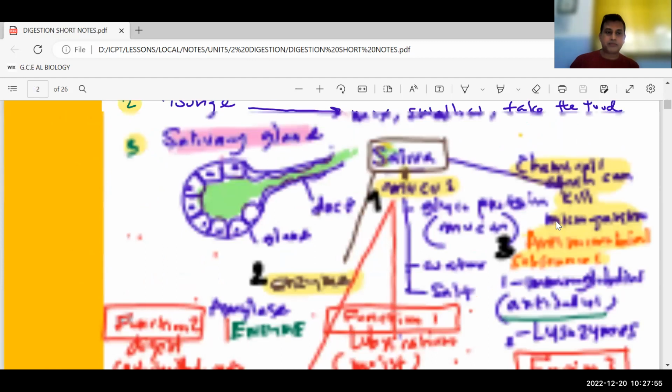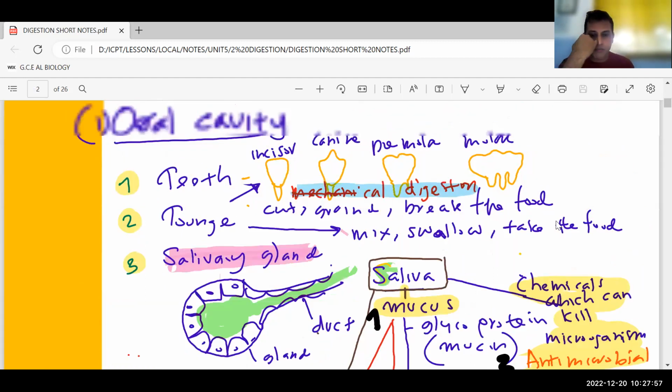And we started the digestion first part. It's in the oral cavity. So we have two aims. One is learning the structure of the digestive system and also learning the function.